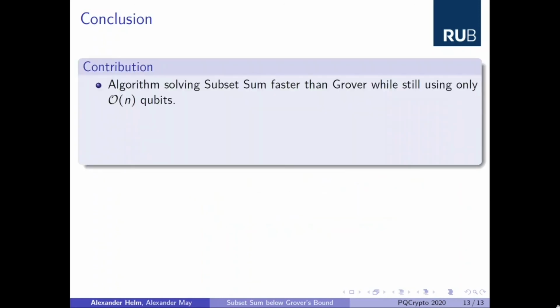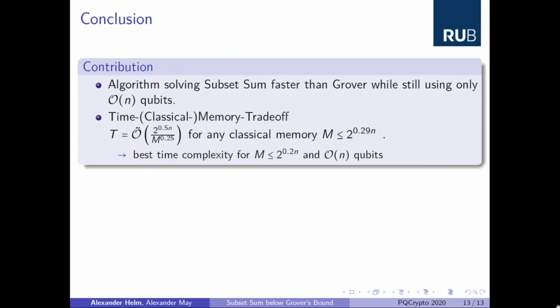Let me summarize the results of our paper. We built an algorithm solving the subset sum problem faster than Grover while using only linearly many qubits and not working with QRAM. We achieve this by adapting the CNS quantum collision search algorithm. Then we improve this by replacing a subroutine and achieve a time-memory trade-off starting at the Grover complexities and performing best for classical memory consumption lower or equal to 2^(0.2n).